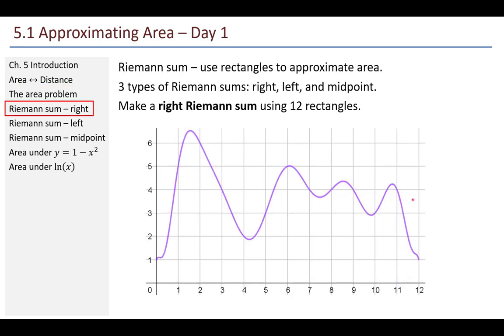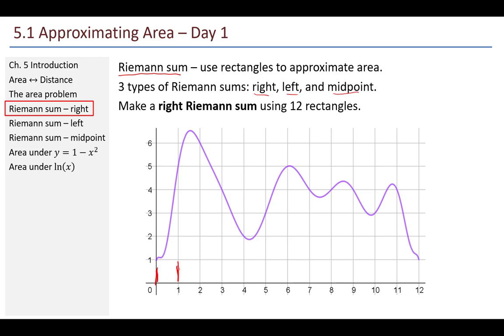Approximating area. There's one key method that we're always going to use, and it's called a Riemann sum. Now, Riemann sums mean that I'm going to use rectangles to approximate area. And there are three types of Riemann sums: a right, a left, and a midpoint Riemann sum. Let's make a right Riemann sum using 12 rectangles. So I want to approximate the area under this curve with 12 rectangles.